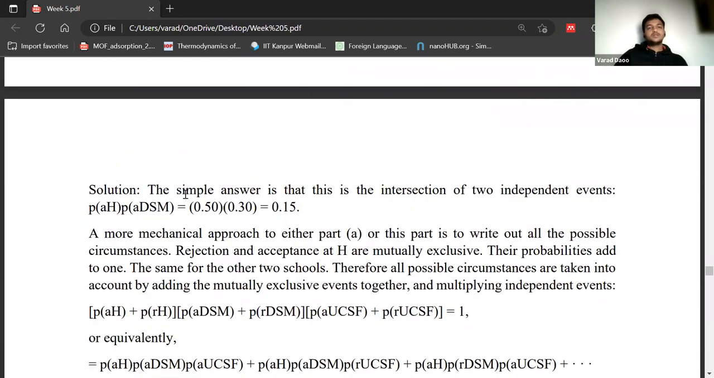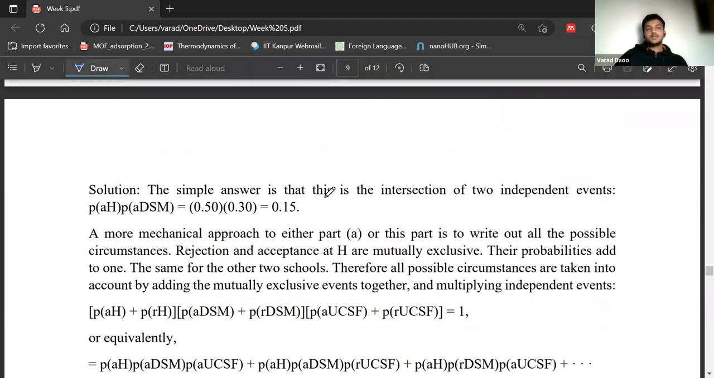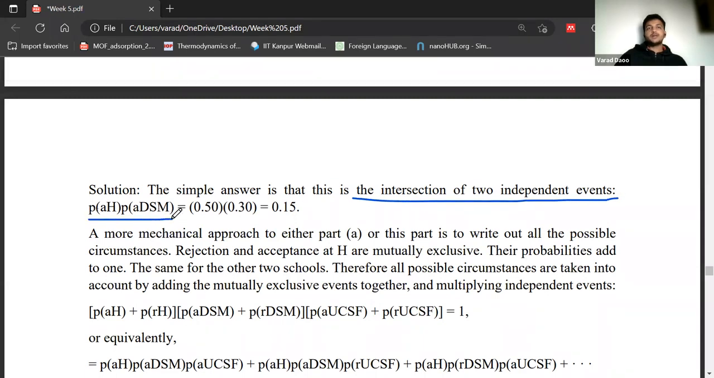The simple answer is that this is the intersection of two independent events, which is the probability of getting accepted at Harvard multiplied by the probability of getting accepted at DSM. This is 0.5 multiplied by 0.3, which is 0.15. This is one of the ways of doing it.